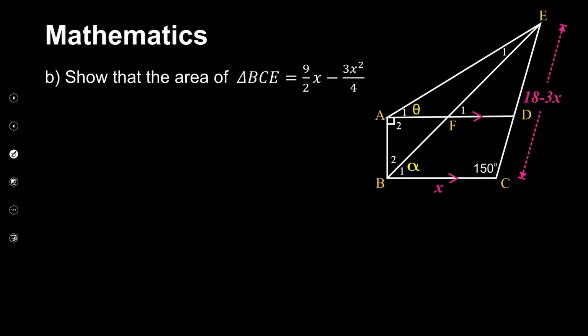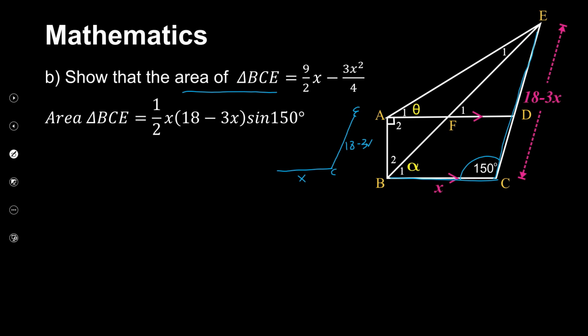Okay, so the next thing is to show that the area of BCE is equal to the expression on the right-hand side. Basically we want to find an expression for the area of BCE. In triangle BCE, we've got this side to be x, and we've got a value for this length EC, which is 18 minus 3x. So we have that, and we have that, and we have the angle in between. We're going to use that to write our area rule, which is pretty simple now.